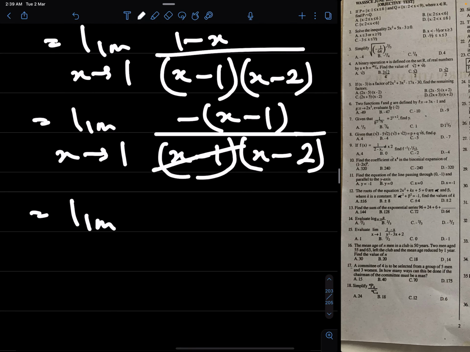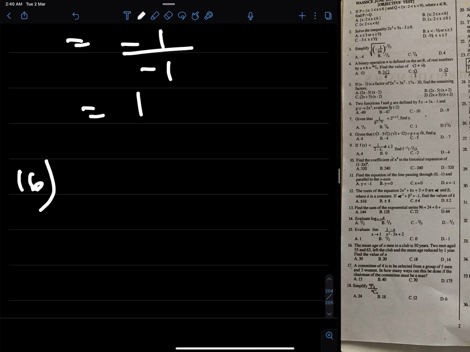So the answer is A, very simply. And we go to the next question, number 16. It says the mean age of n men in a club is 50 years. Two men aged 55 and 63 left the club, and the mean age reduced by 1 year. Find the value of n.